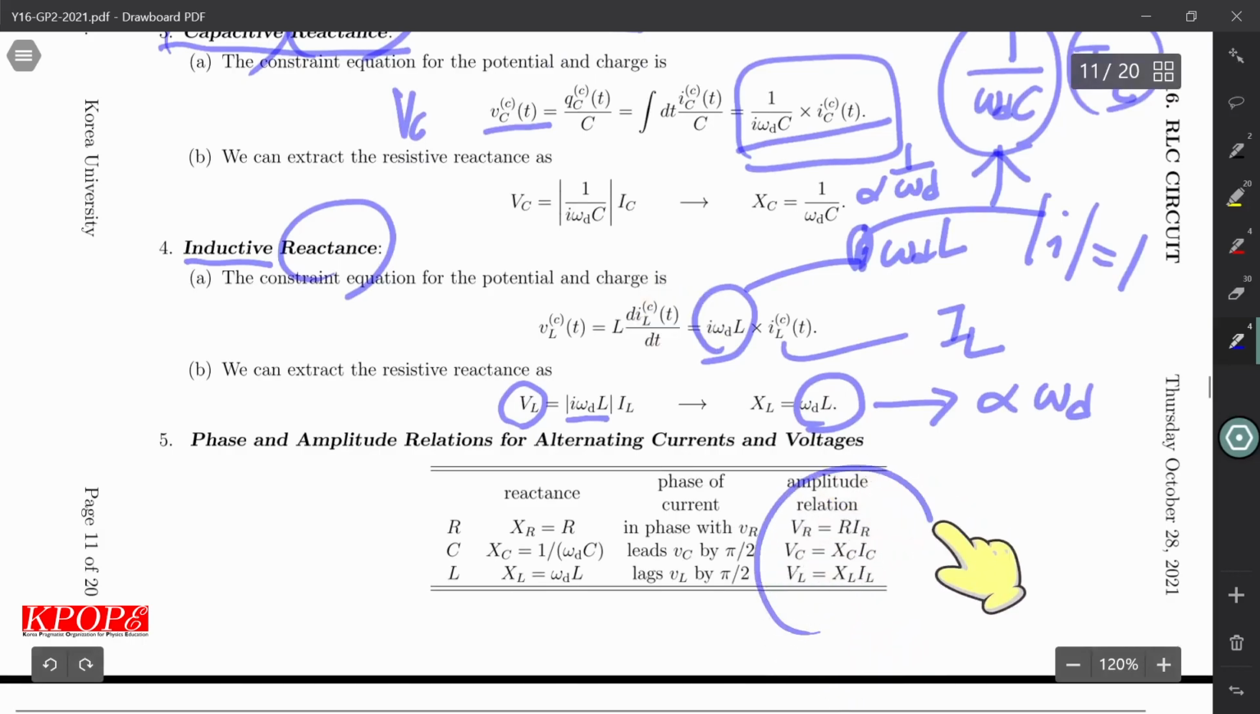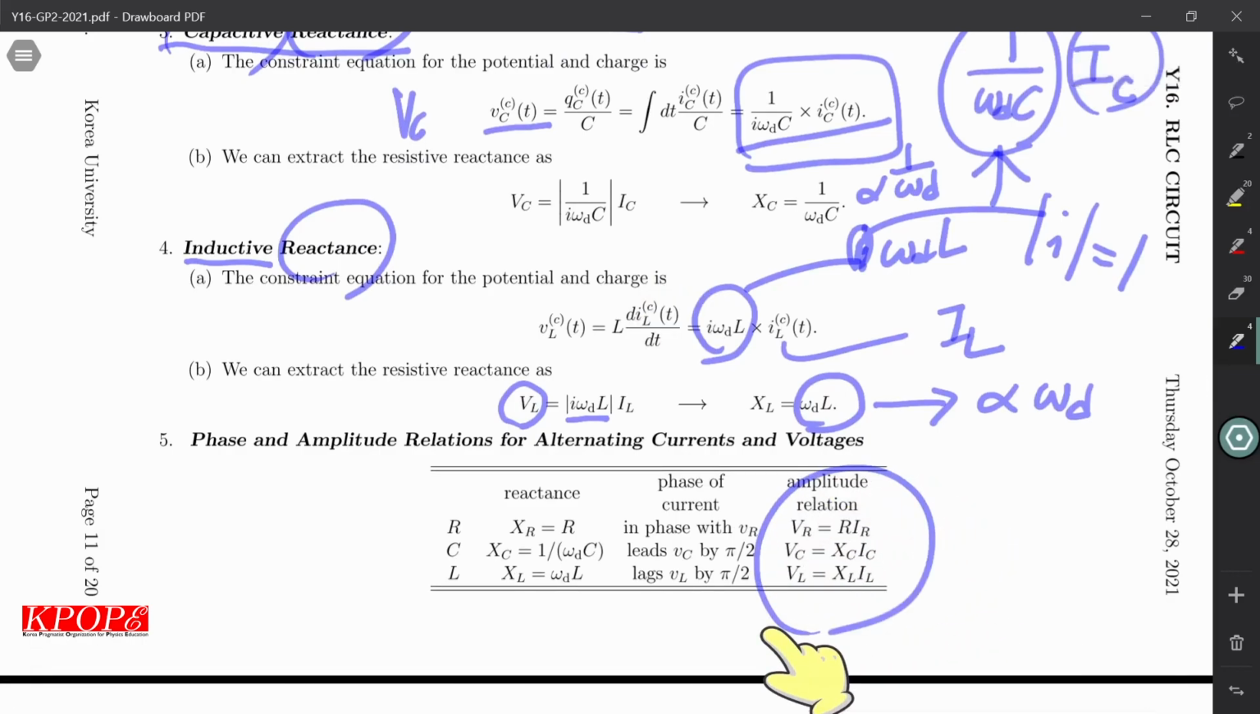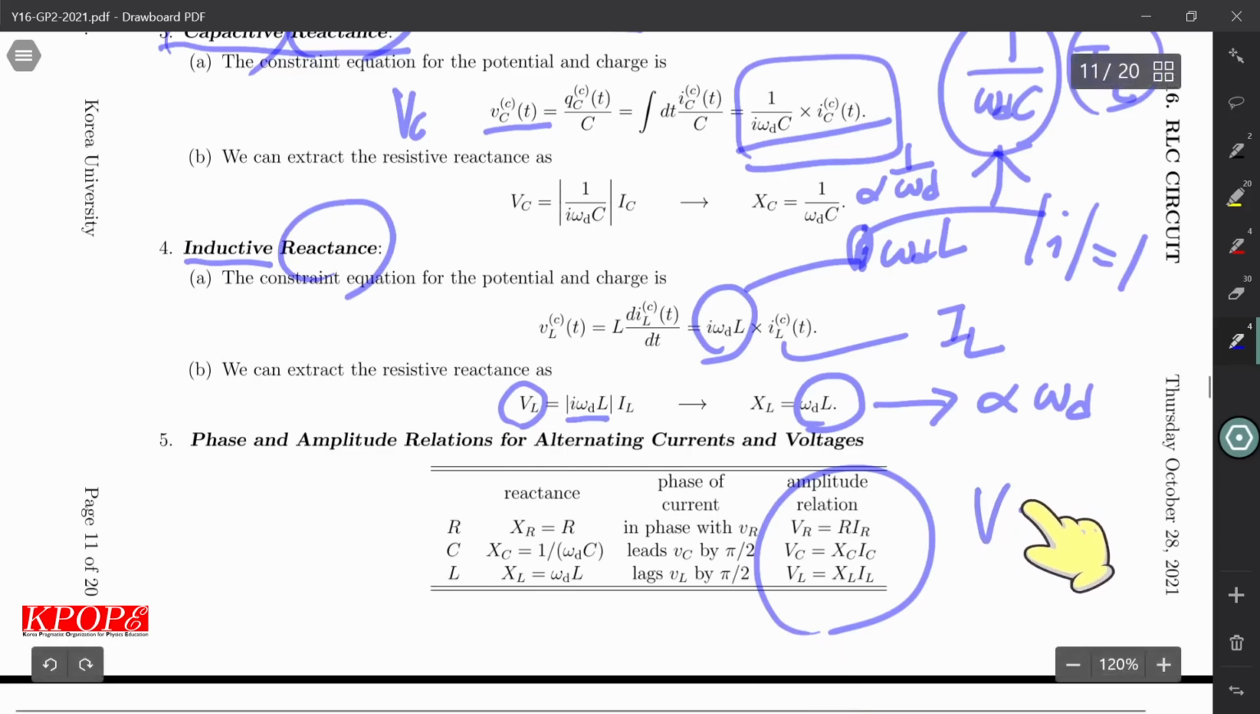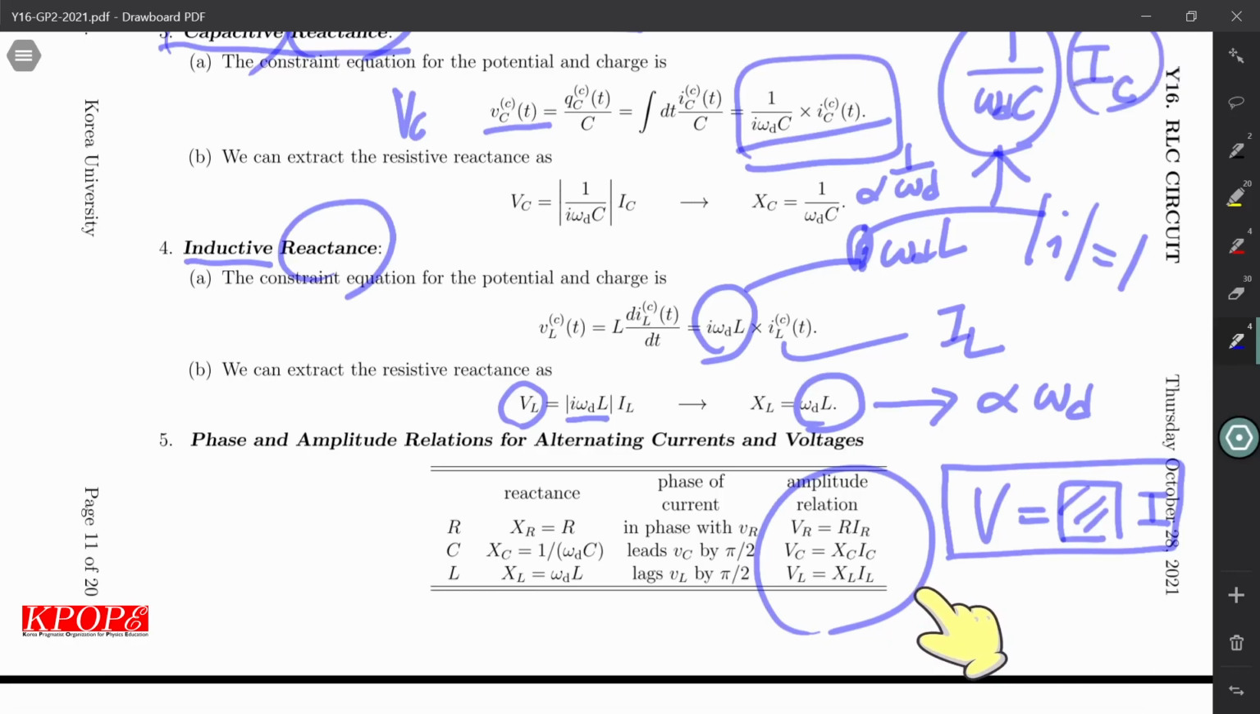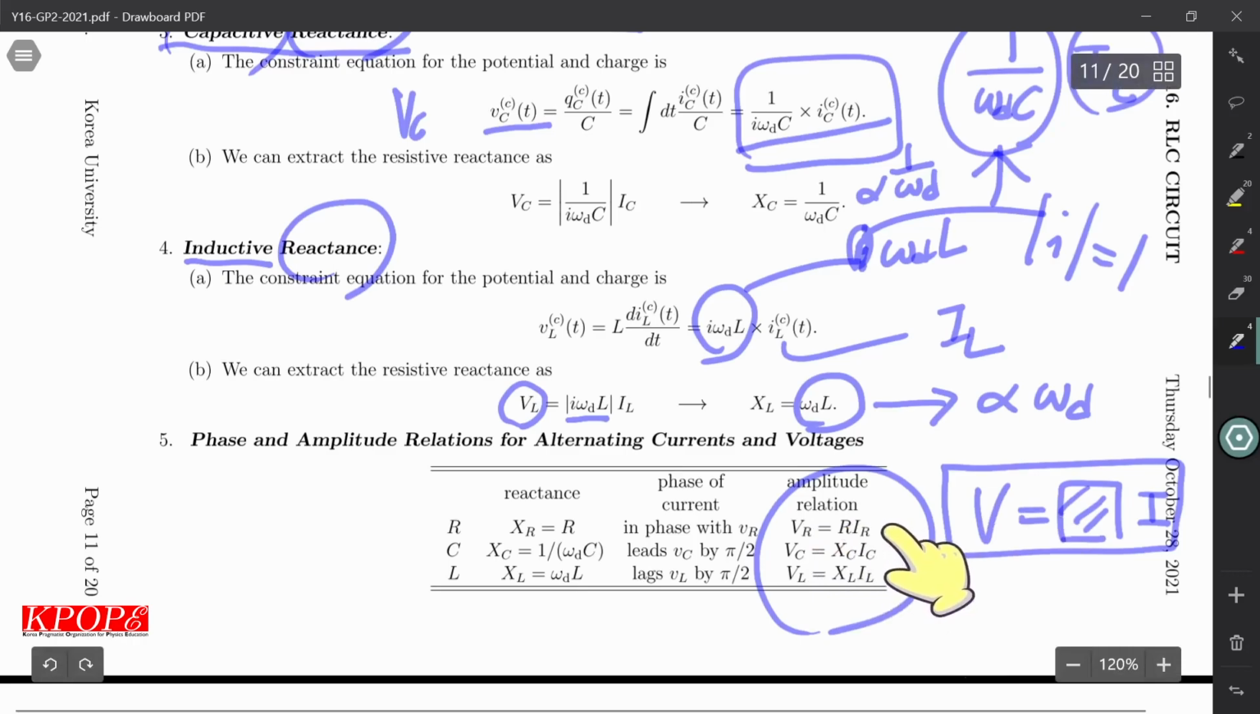So Ohm's law-like relation, V equals resistance times current for the resistor. But if we apply the alternating current, resistor is the same. Capacitor, capacitive reactance is 1 over omega C, and inductive reactance omega L should be multiplied.